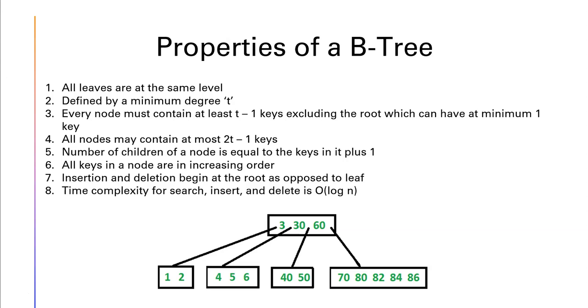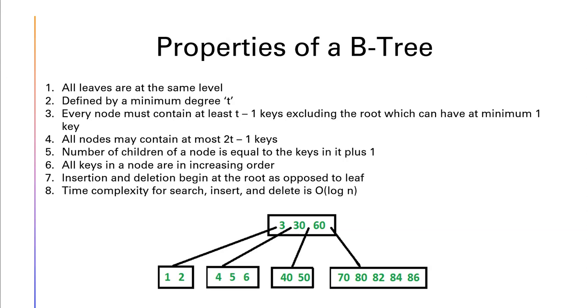Number 5, the number of children of a node is equal to the keys in it plus 1. In the example below, you can notice that there are 3 keys, and with it, there's an associated 4 children. Number 6, all keys in the node are in increasing order.